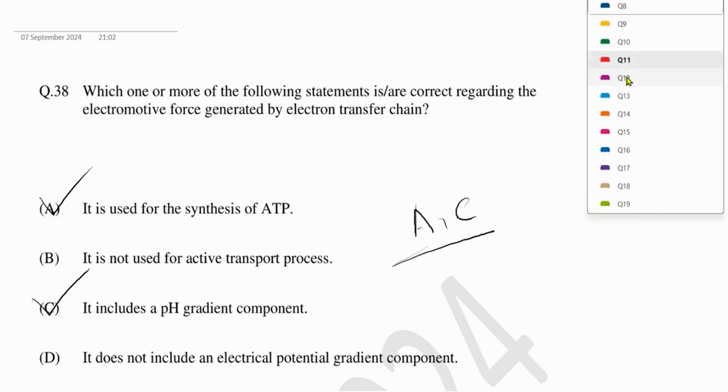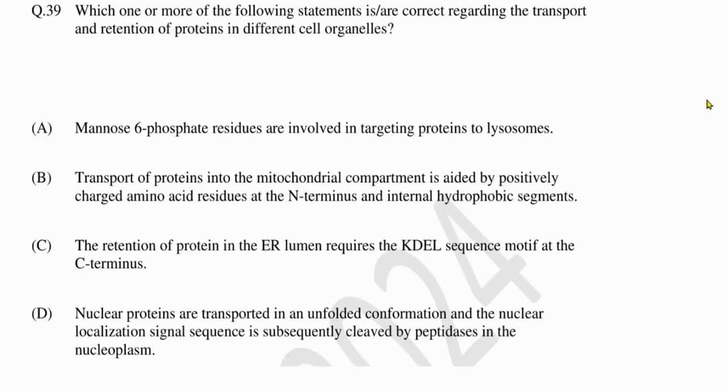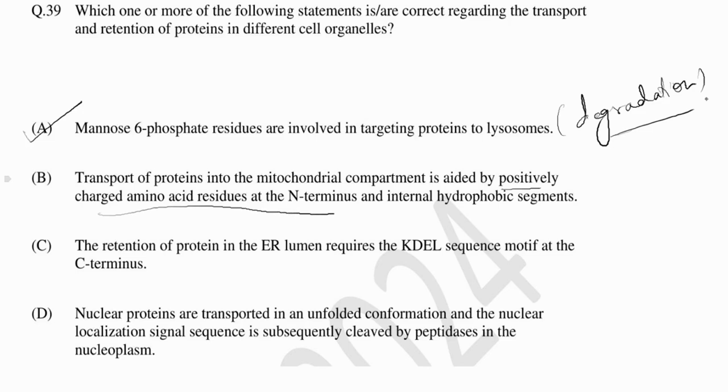Okay, moving on to the next question. Which one or more of the following statements is or are correct regarding the transport and retention of proteins in different cell organelles? Here it's important to again remember certain facts. First of all, mannose 6-phosphate residues are involved in targeting proteins to lysosomes for degradation. So this option is correct. Transport of proteins into the mitochondrial compartment is aided by positively charged amino acid residues at the N-terminus and of course internal hydrophobic membranes. So again, this is the correct option.